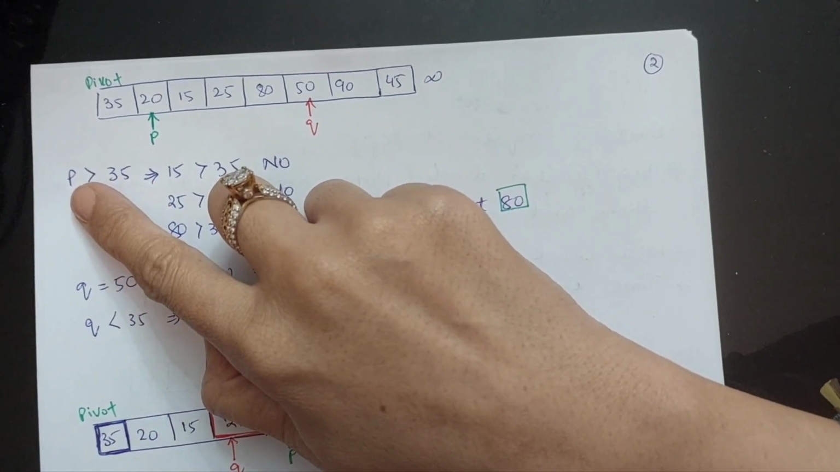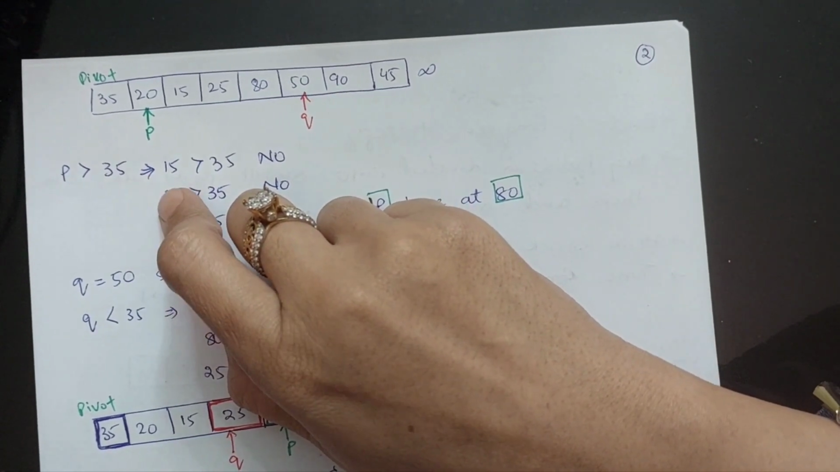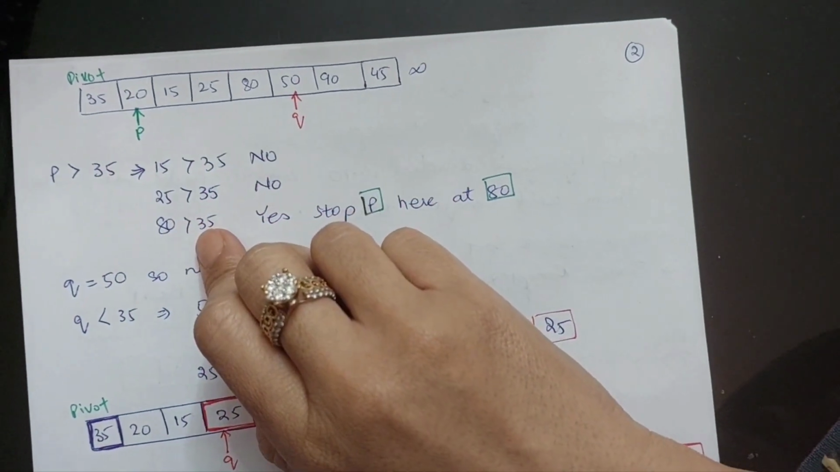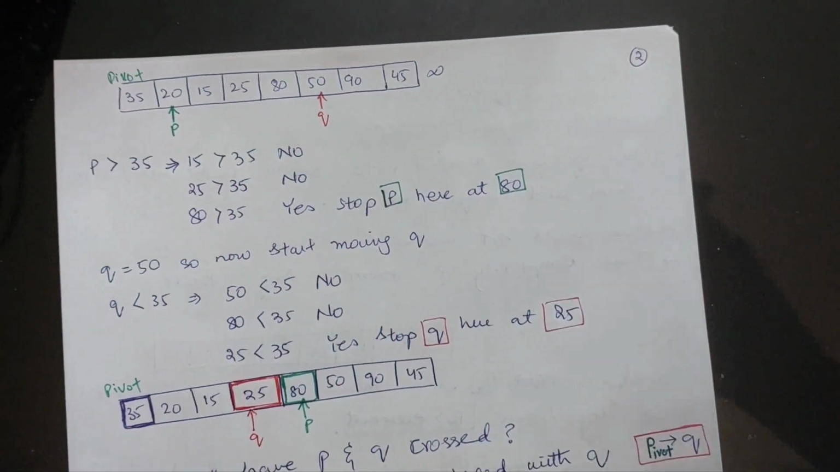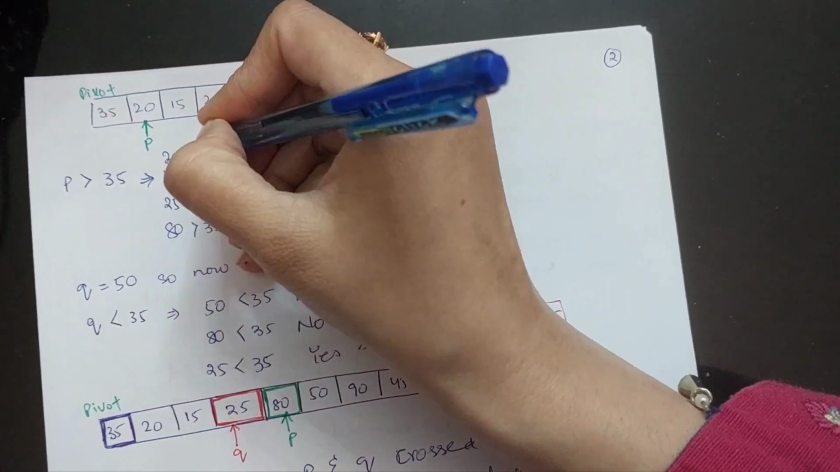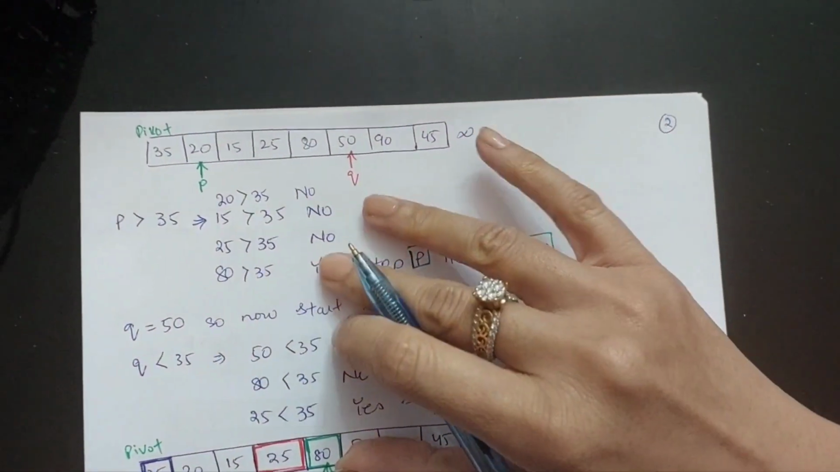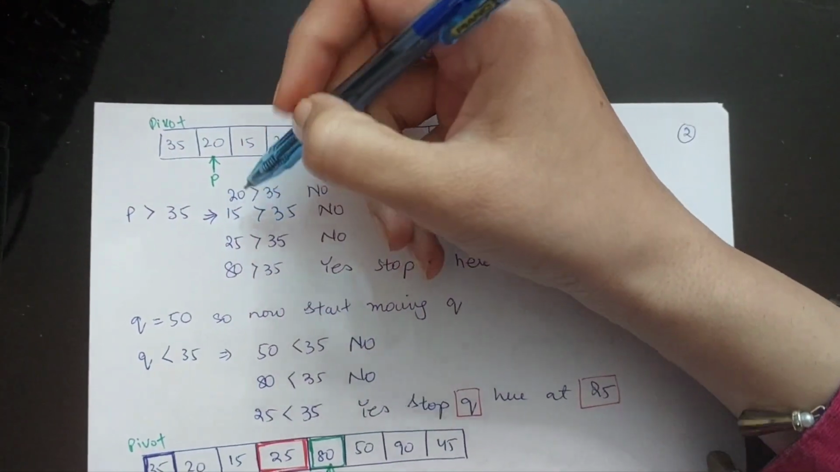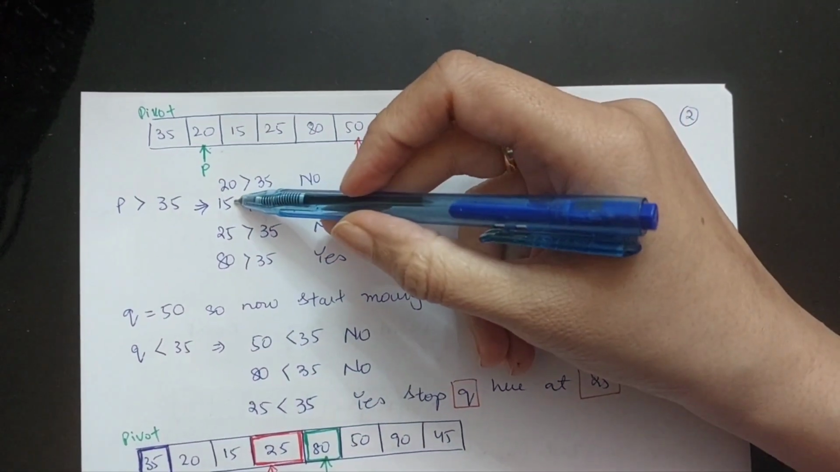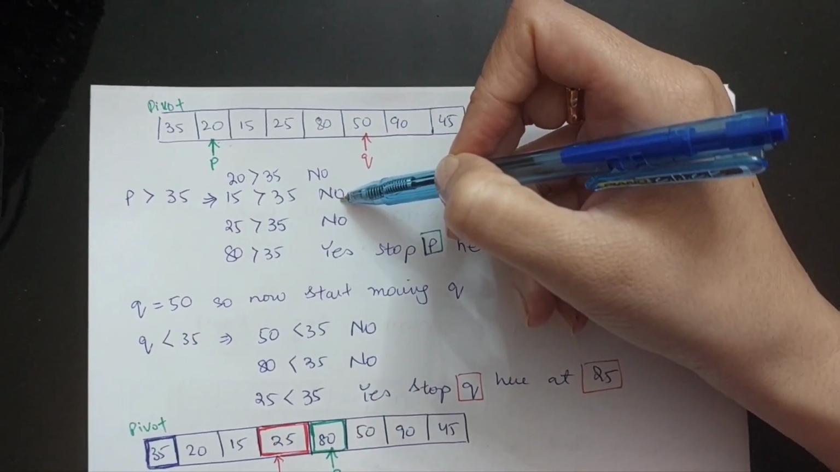So is p larger than pivot? First of all it's 20, because p is on 20. So is 20 larger than 35? No. So the stopping condition is not true. So p will move from 20 to 15. Is 15 larger than 35? No. So the stopping condition is still not true.